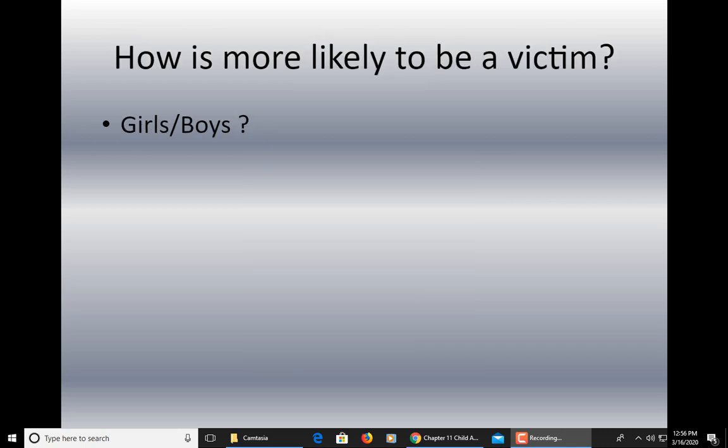So, the other 50-50 question here. Girls or boys? When you talk about neglect, psychological, emotional abuse, physical abuse, the difference between gender is very slight. When it comes to sexual abuse, girls are more likely to be abused compared to boys. When you combine all four categories together, girls are more likely to be victims compared to that of boys.